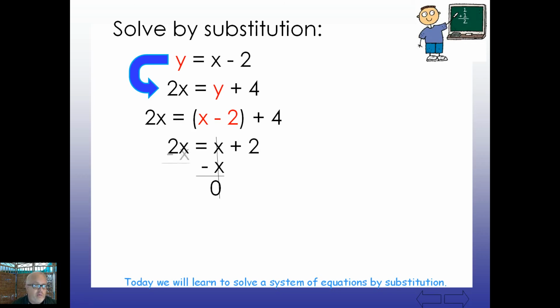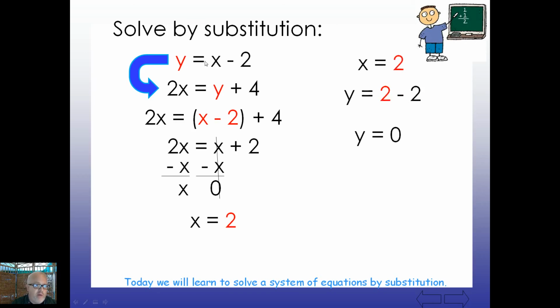And just like that, we've got our answer. X is going to equal 2. What do I do with x equals 2? Plug it in right here. I just used the top equation. What's 2 minus 2? 0. Just like that, you've got your ordered pair, 2, 0.